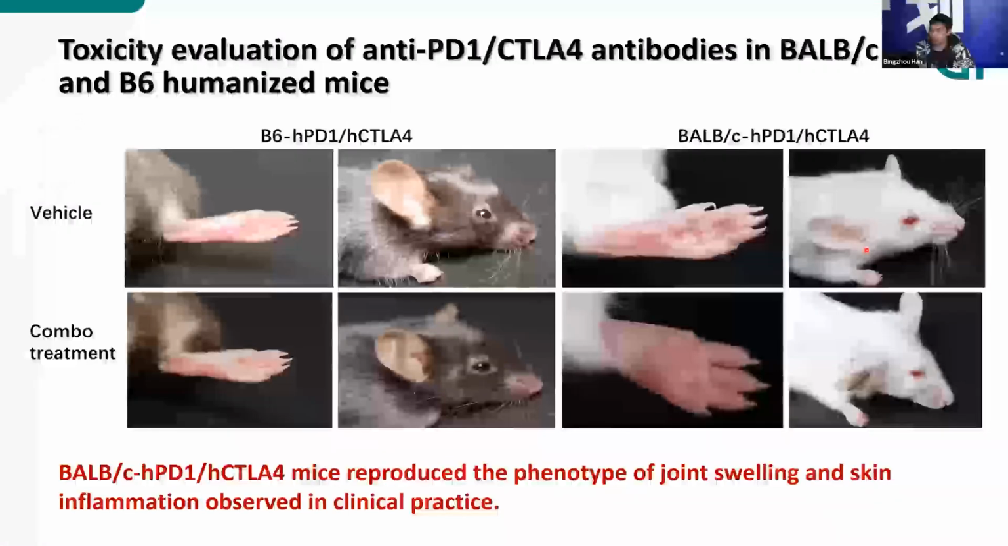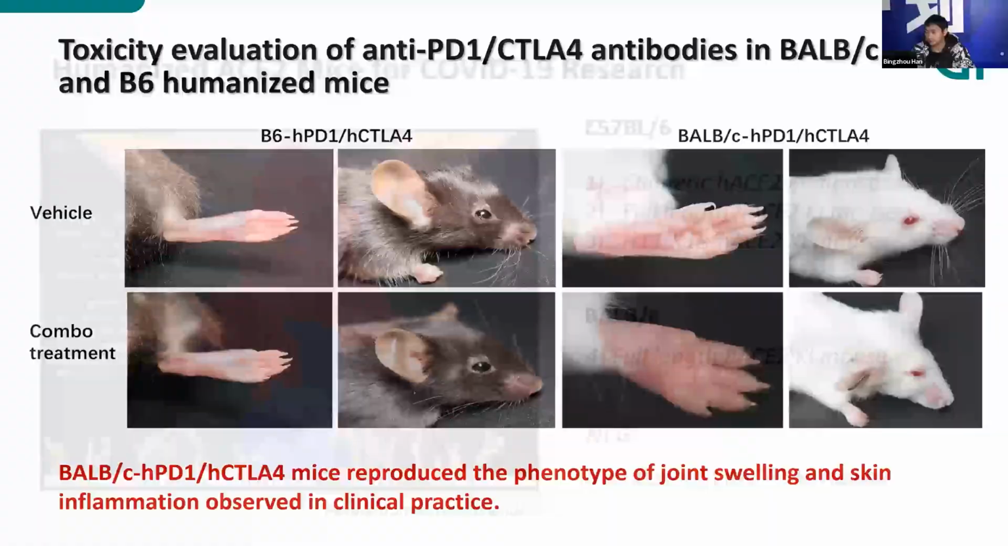And also on the other hand, we tested the toxicity in both backgrounds using the combination treatment of anti-PD-1 and CTLA-4 together in both backgrounds. We can see that in this toxicity experiment, the BC PD-1 CTLA-4 humanized mice reproduced the phenotype of joint swelling and skin inflammation we can see here, observed in clinical practice, which have been already demonstrated in clinical trials, which means that different backgrounds may help us to better examine the toxicity and the drug efficacy in the preclinical in vivo tests.